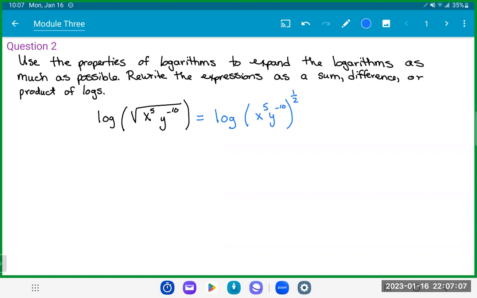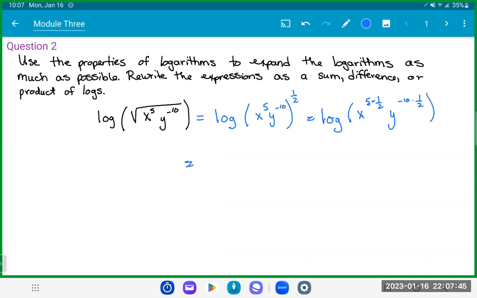The next thing we want to do is evaluate that exponent there. When you're doing multiplication of exponents, you add them together. When you're raising an exponent to a power, that means you multiply it by that power. So what that's telling us is that we would have the log of x to the 5 times 1/2 and y to the -10 times 1/2.